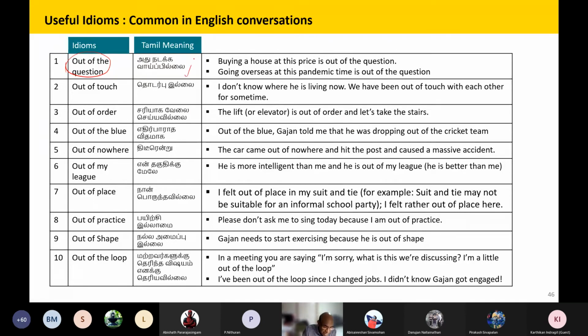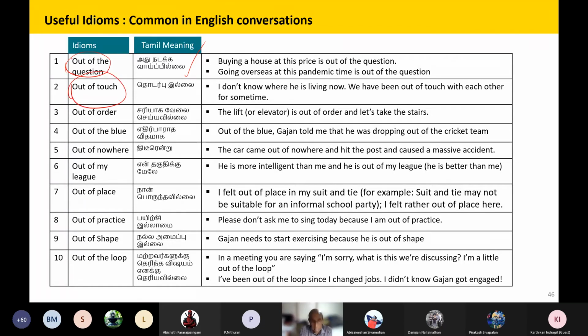I have put it in Tamil as well. So somebody says, would you buy that house? You say, no, that's out of the question. It's too expensive. It's out of the question. That means you're not going to buy it. Out of touch.